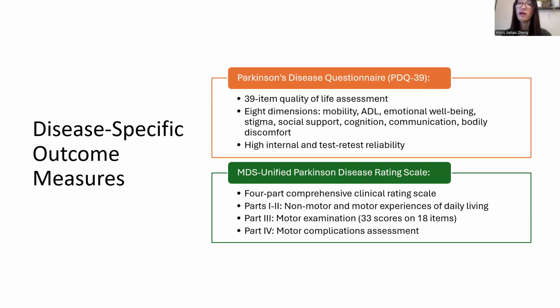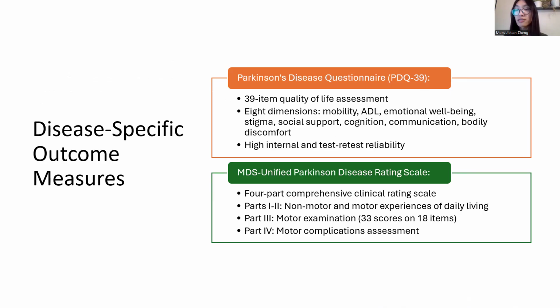Disease-specific outcome measures provide the sensitivity needed to detect meaningful changes in Parkinson's disease. The Parkinson's Disease Questionnaire, or PDQ-39, is a 39-item quality of life assessment that emerged from in-depth interviews with Parkinson's disease patients themselves. It covers 8 crucial dimensions, including mobility, activities of daily living, emotional well-being, stigma, social support, cognition, communication, and bodily discomfort. The tool has demonstrated high internal and test-retest reliability.